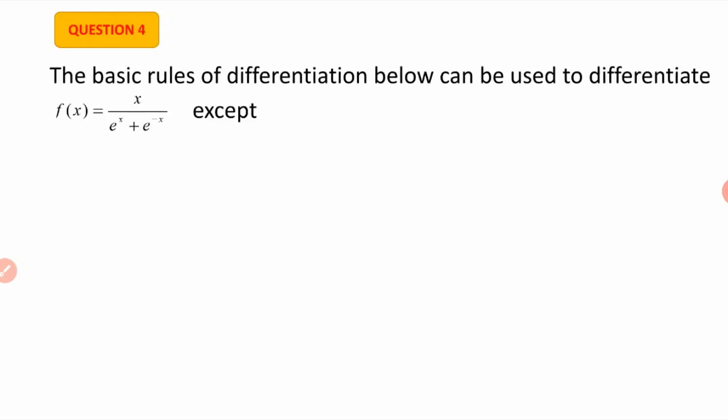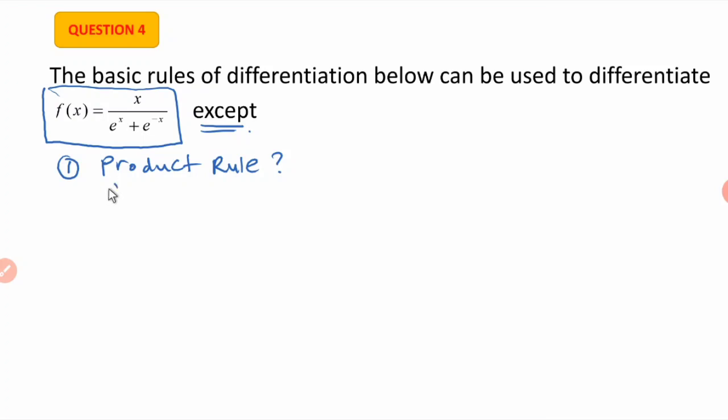Next, the basic rules of differentiation below can be used to differentiate f(x) equals x over (e to the power of x plus e to the power of negative x), etc. For the function f(x), x over (e to the power of x plus e to the power of negative x), we can differentiate first using the product rule. How? We can rewrite f(x) equals x, with the denominator brought up, so we get (e to the power of x plus e to the power of negative x) to the power of negative 1. So we can apply the product rule to find the derivative f prime x.